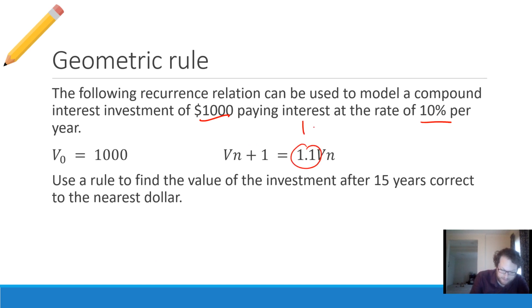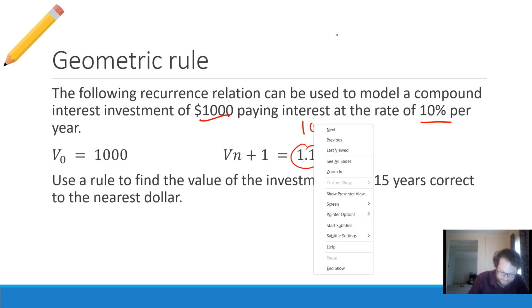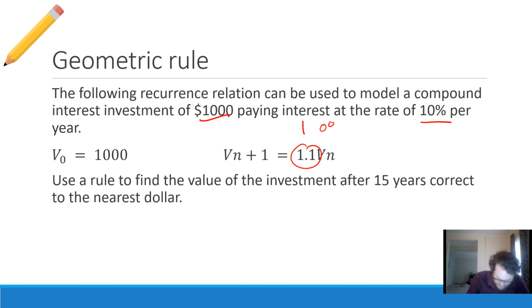Because remember, we take the 100%, we add the 10%, that gives us 110% or 1.1. That's also why you've got r divided by 100. That's how that becomes, that's the same idea.